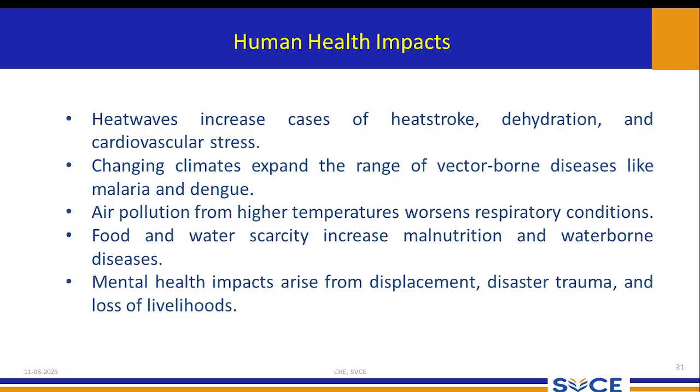Okay, obviously, if you don't have enough oxygen, we will suffocate, right? Similarly, because of this type of thing, mental health impacts arise from displacement, disaster trauma, and loss of livelihoods. Mental health may also get affected. For example, if it is very hot, you may not be able to work or concentrate. When we were sitting inside the lab, even in a chair, we found it very difficult to take classes during the summer season, because it's very hot.